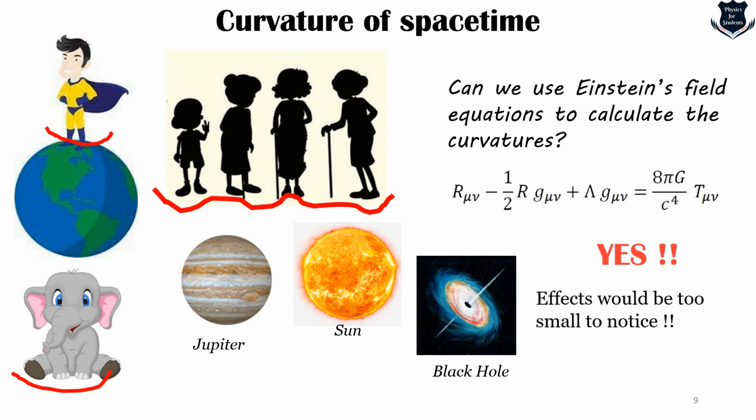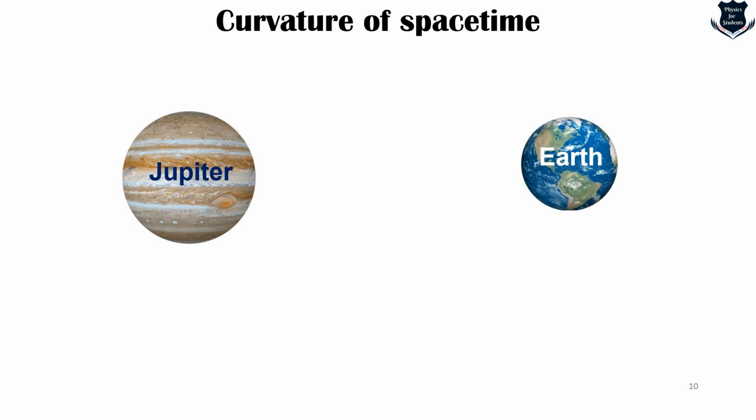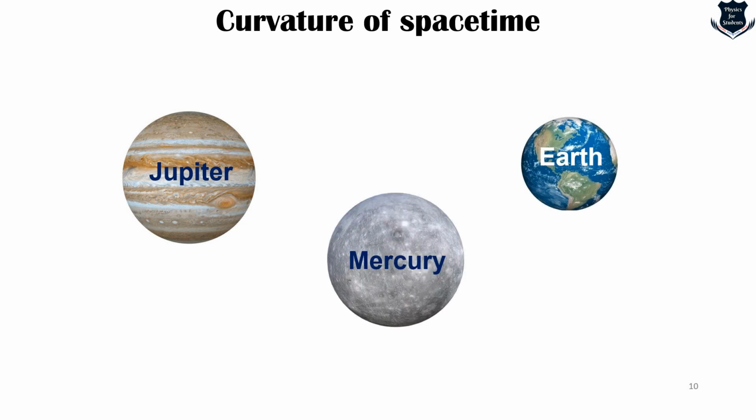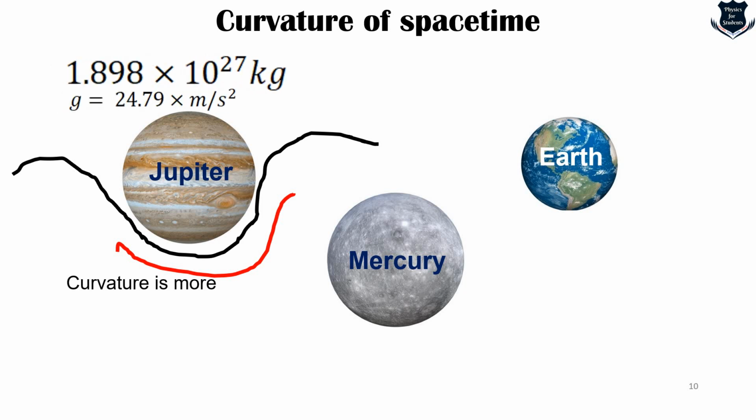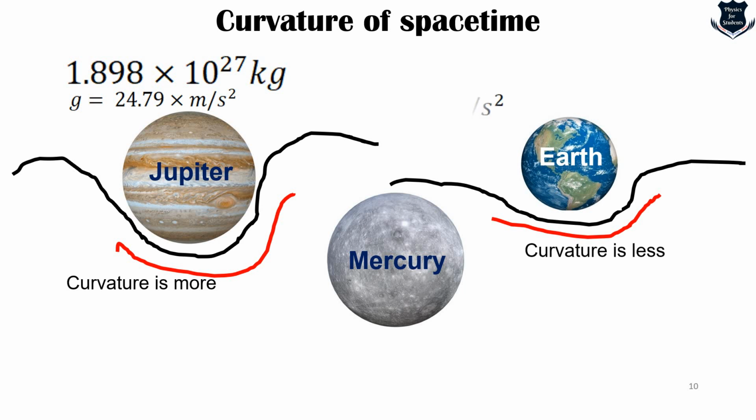Now when I say that it requires heavy objects, what does it actually mean? So you see that Jupiter and Earth and Mercury, if I take these three planets, Jupiter has got a bigger mass and it causes a bigger curvature, which is marked here in red line. So curvature is more, so the gravitational acceleration and the weight is much higher compared to that of Earth. If you see, Earth has got a curvature, but definitely less than Jupiter.